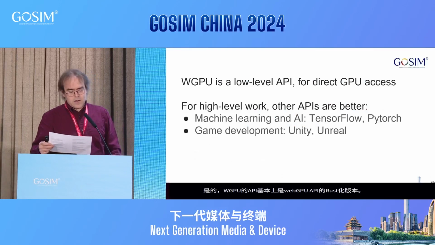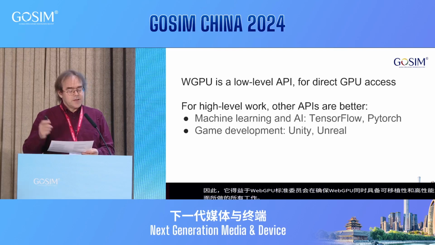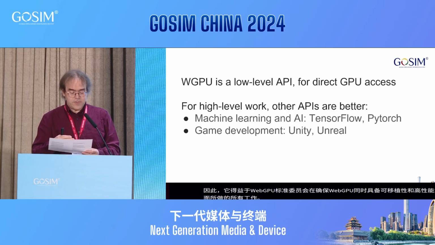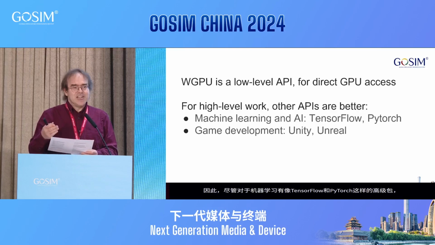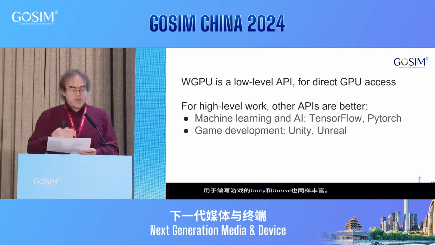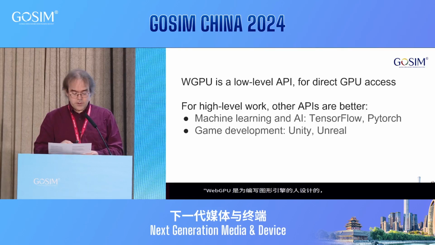So while there are plenty of high-level packages like TensorFlow and PyTorch for machine learning or Unity and Unreal for writing games, WGPU is a low-level interface where you're pretty much communicating directly with the graphics processor. WGPU is for people writing game engines, not just games. Or it's for people who want to implement AI models themselves, not just use an existing model off the shelf. Or it's for people doing something entirely new with the GPU.